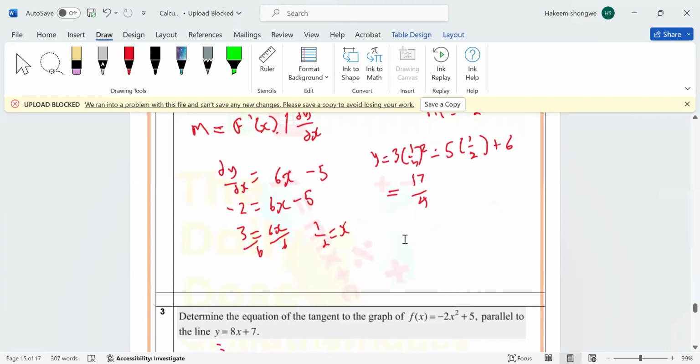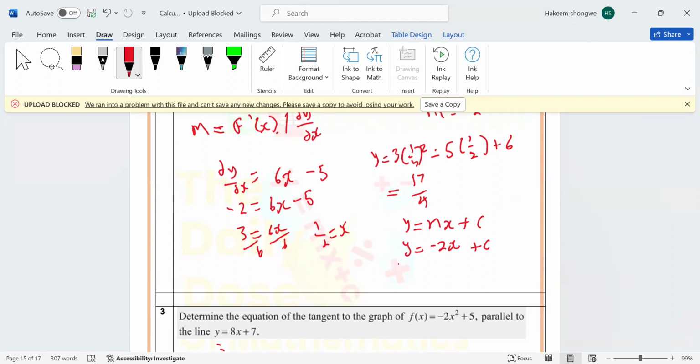Then now the equation of the tangent. The equation of a straight line represents y is equal to mx plus c. So y is equal to my m, which is negative 2, times x, plus c. Now how do I find c? We need a certain point to find c. So we have only one point, the point is half, 17 over 4.